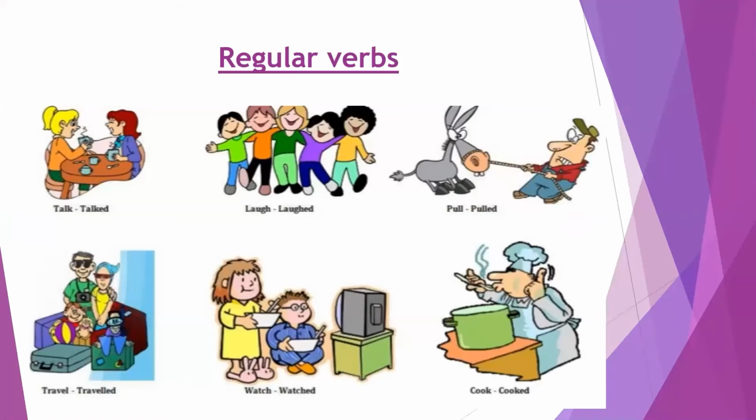Here are some examples of regular verbs. A regular verb is any verb whose conjugation follows the typical pattern or one of the typical patterns of the language to which it belongs. For example, talk, talked, laugh, laughed, pull, pulled, travel, traveled, watch, watched, cook, cooked. Among all these examples, the simple ed is added at the end of the first form of the verb. So these are regular verbs.